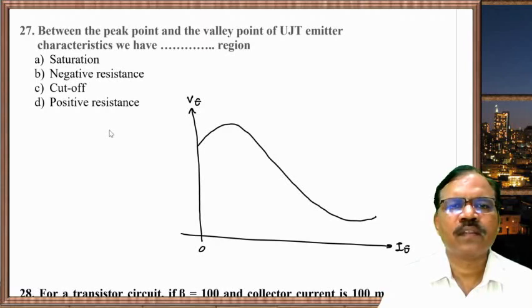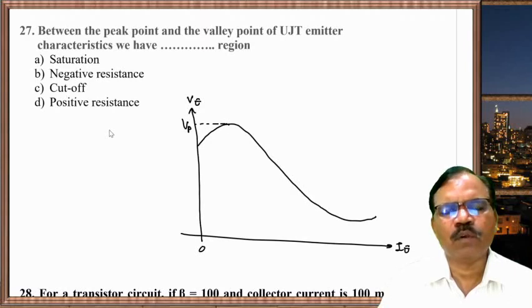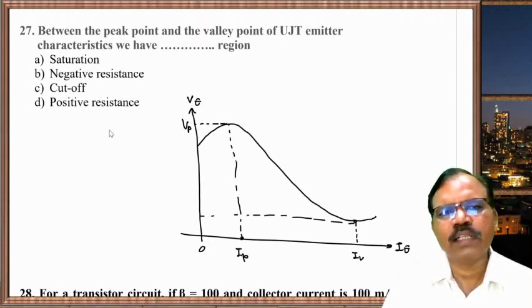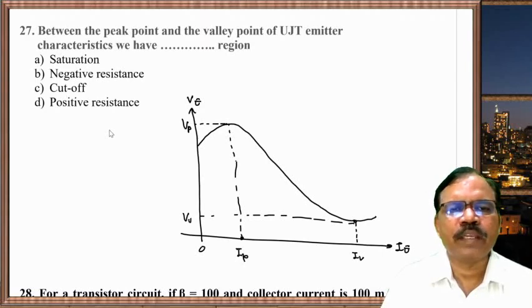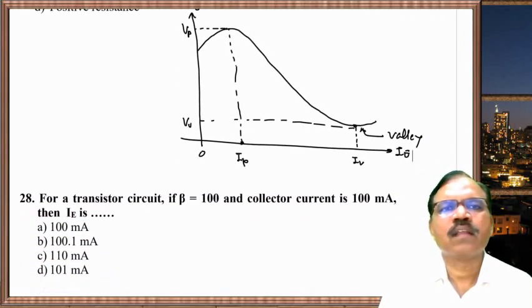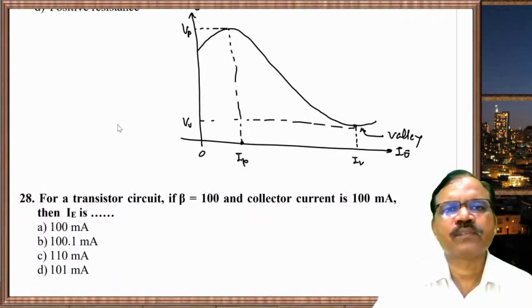So here we get Vp, the peak value of voltage, corresponding to some Ip. Here IV, and the corresponding emitter voltage is Vv. Now this is called valley point, and this is called peak point. So we have here regions.